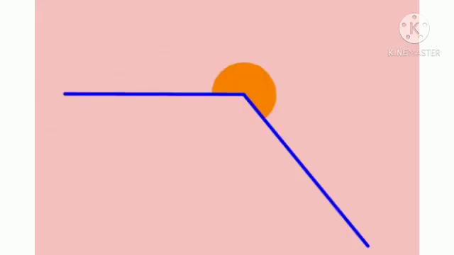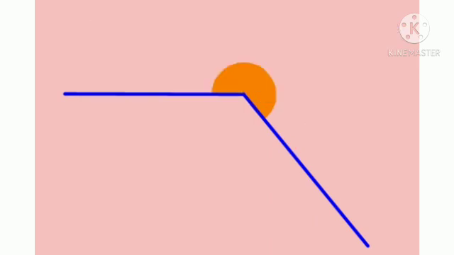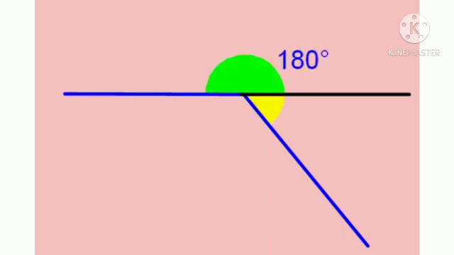I now want to measure the size of this reflex angle. When I put my protractor onto the angle, I can see that the angle is actually more than 180 degrees. I need to do this in a slightly different way then. The first thing I'm going to do is extend this line here. I now know that this part of the angle is exactly 180 degrees. All I need to do now is measure this part of the angle using my protractor.